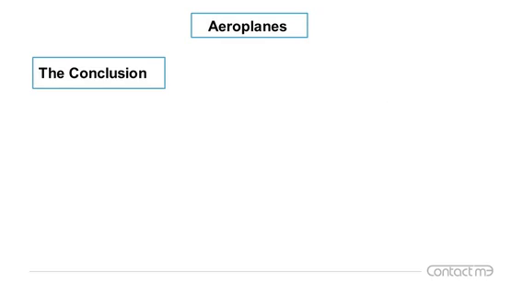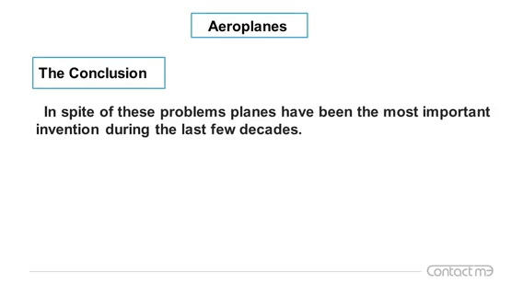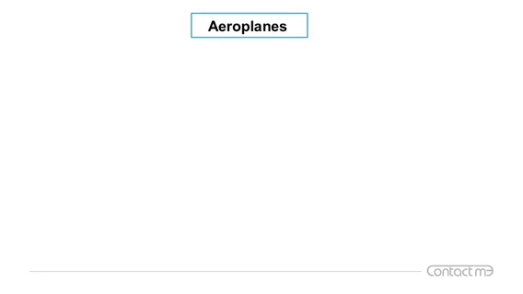Here comes the conclusion, the last paragraph in the topic. In spite of these problems, planes have been the most important invention during the last few decades or years. This is a conclusion. It is one sentence. It gives your topic the final shape. Now we have come to the end of the composition. Let us read the topic from the beginning to the end to see the parts of your composition.